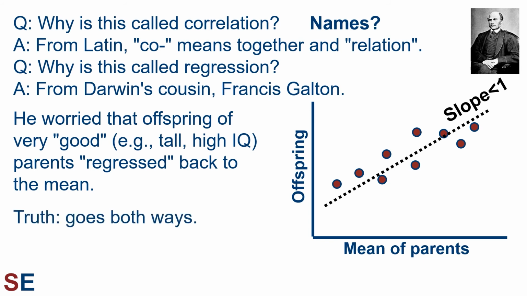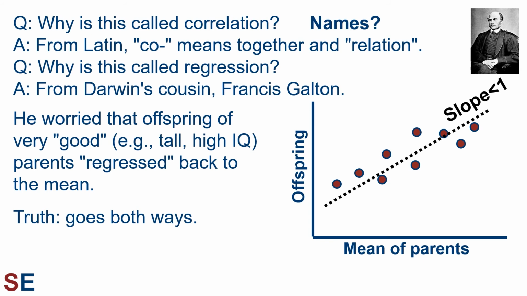What he failed to notice, or not focus on, because he was somewhat classist, racist, and sexist like most rich white men in Victorian England, was that it goes both ways. At the other end of the x-axis, a pair of very short parents will tend to have kids that are taller than they are, and a pair of very dumb parents will tend to have kids that are smarter than they are. There's no need to worry about society collapsing from regression.